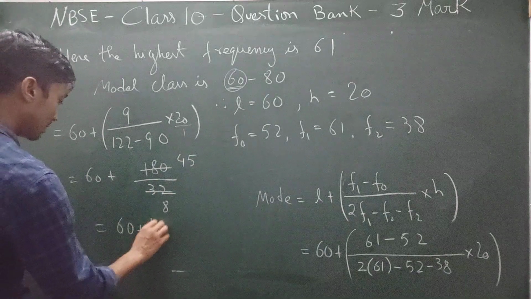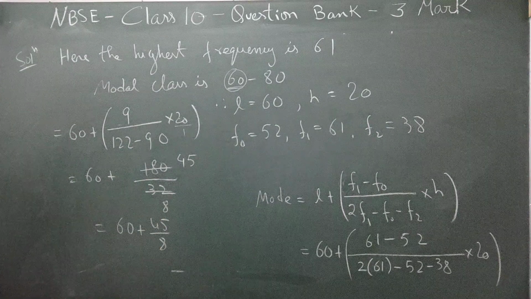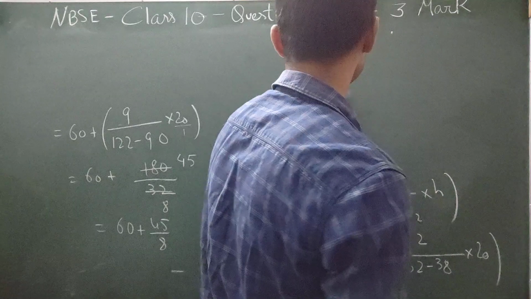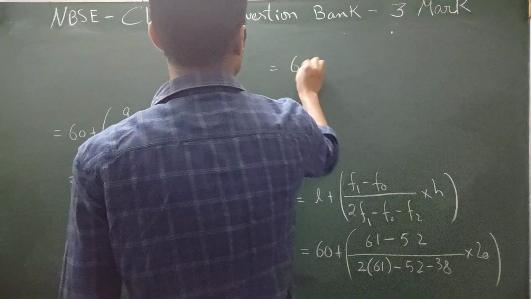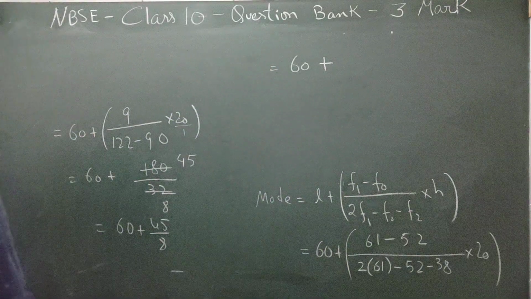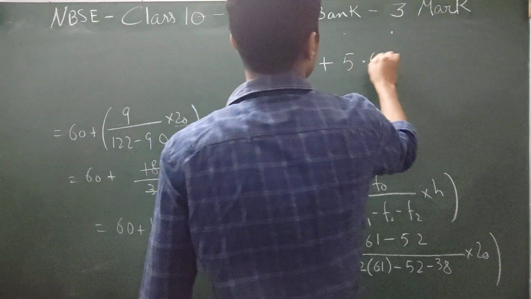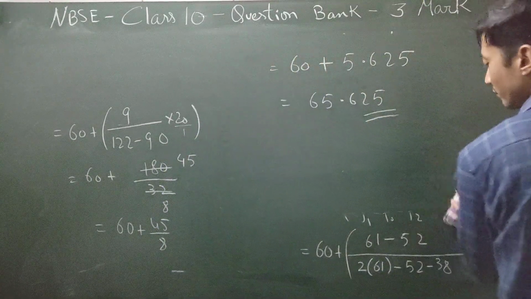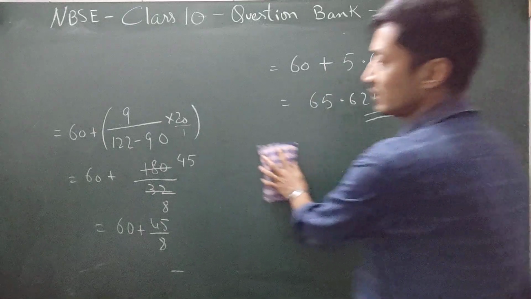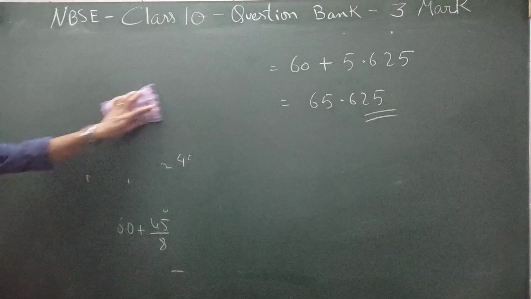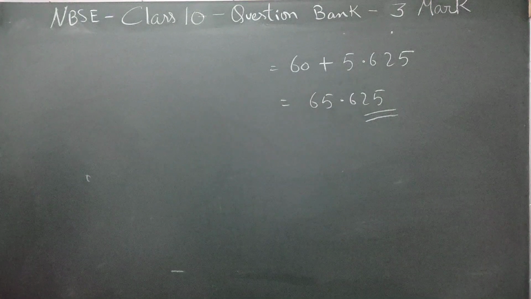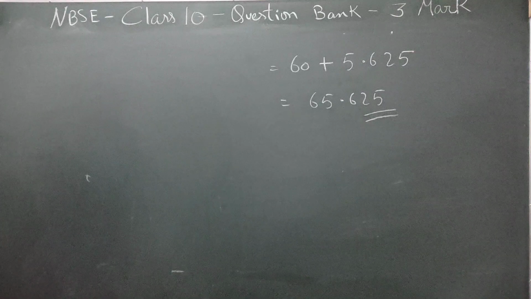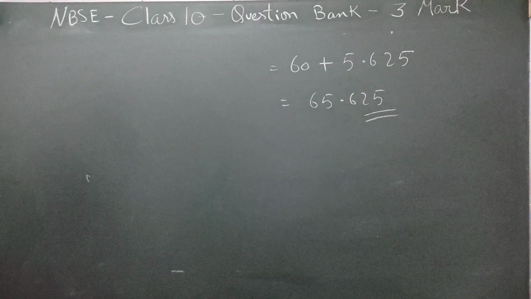So that's like 60 plus 45 by 8. Just to save some time, I've divided 45 by 8 and got 5.625. So that's like 65.625. Division, I am sure that you can do it, that's why I've calculated it in the beginning. So 60 plus 5.625 is 65.625. Okay? Alright, let's move on to the next question, number 22.